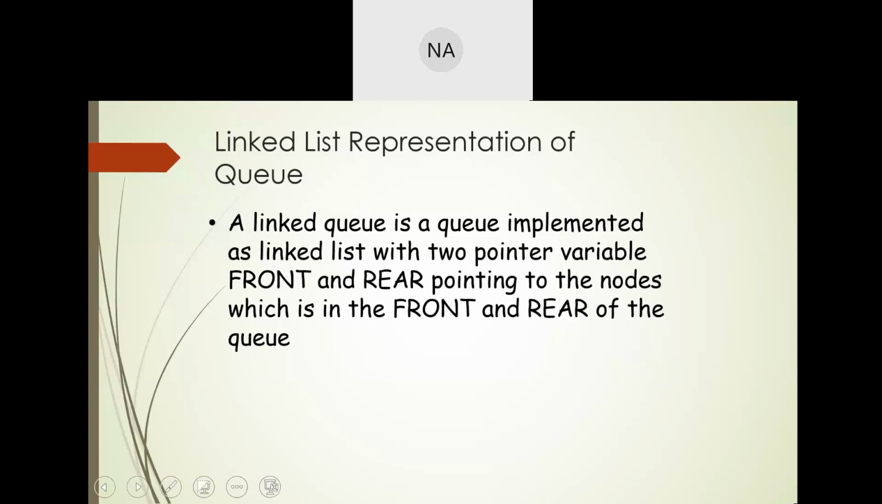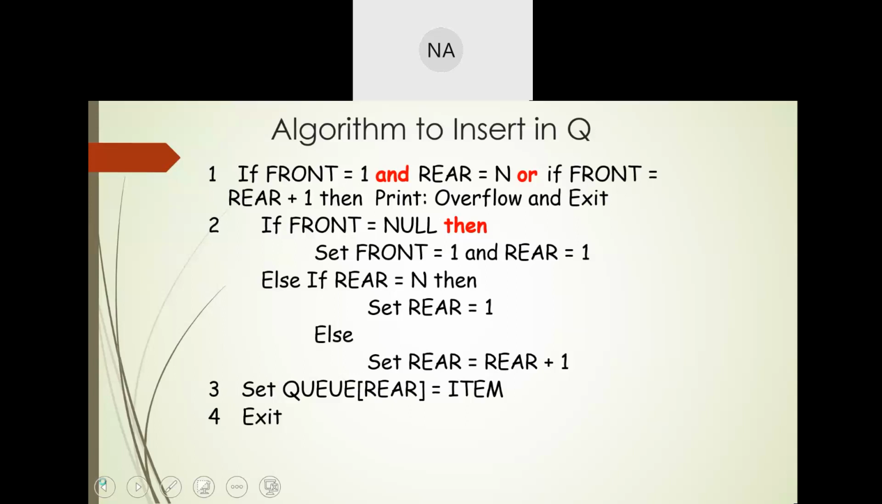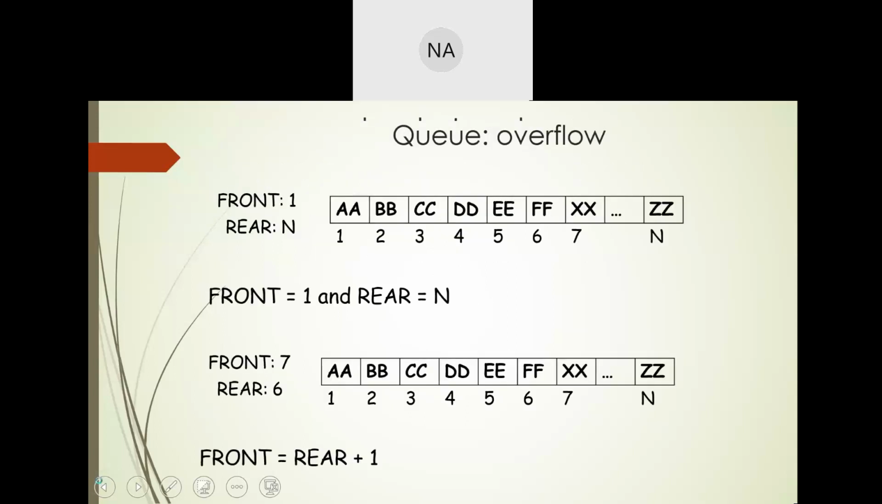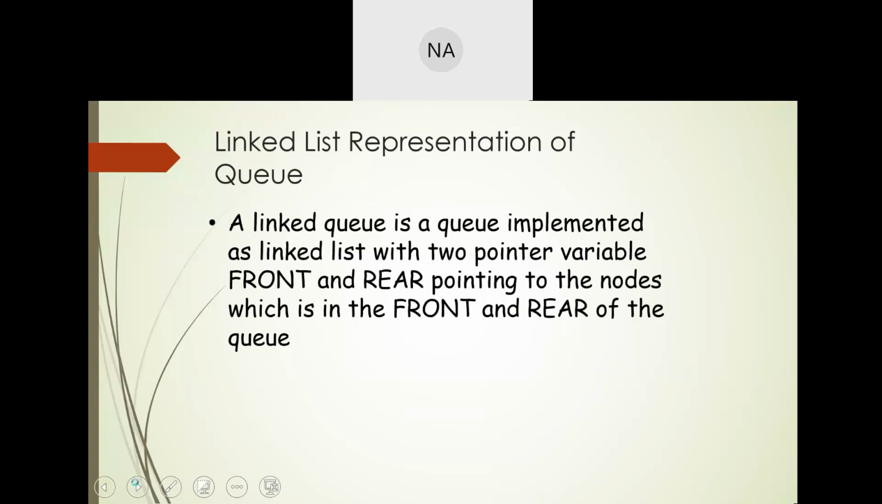So in the previous lecture, we discussed the array representation. In the array representation, we use a circular array. Okay, the circular array, after the last index, we go to the first index, right? So a circular array is used to implement the queue in the array representation of the queue. In the linked representation of the queue, a linked list is used.